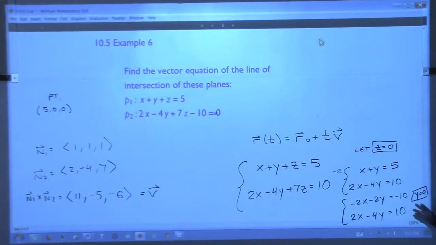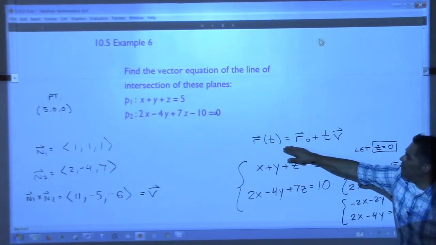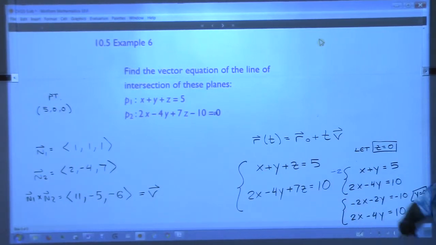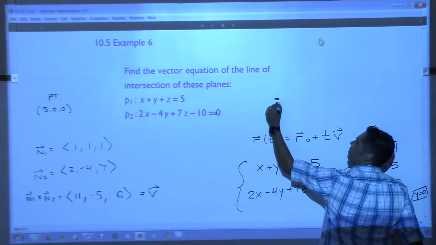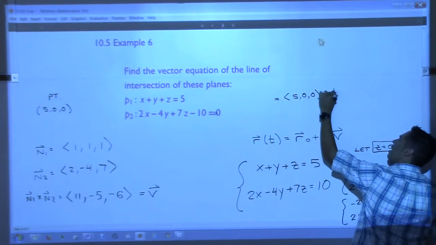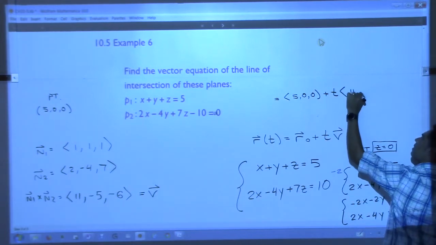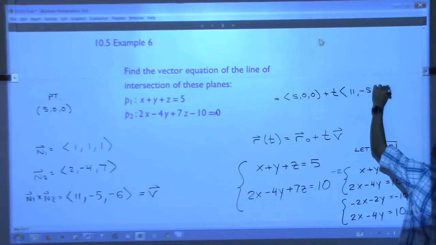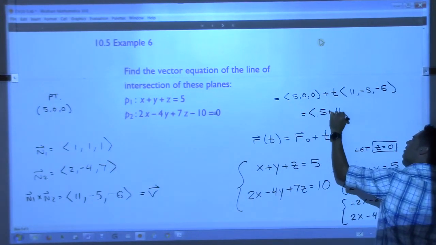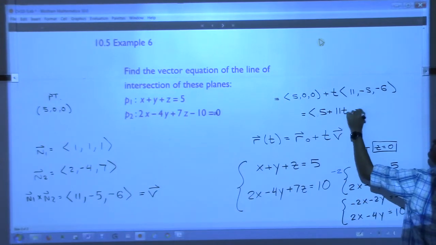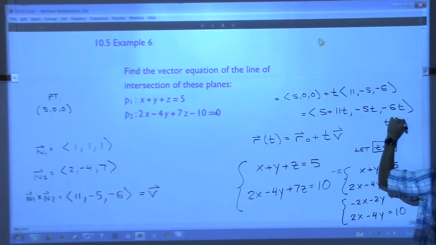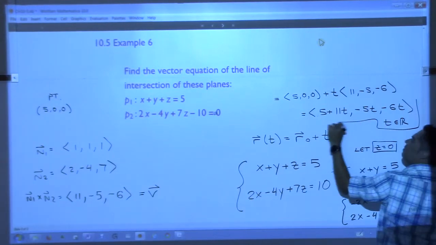So now, final answer, I need this equation written out using the point and the direction vector over there. So this becomes R naught 5, 0, 0 plus t times v, and v was 11, -5, -6. And I'll put it all together, 5 plus 11t, and then -5t, and then -6t. And t here is an element of the real numbers. So there it is.